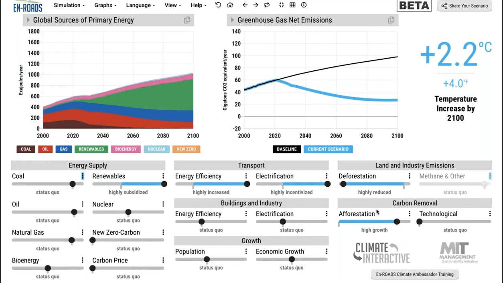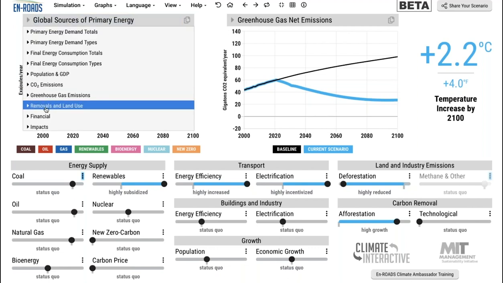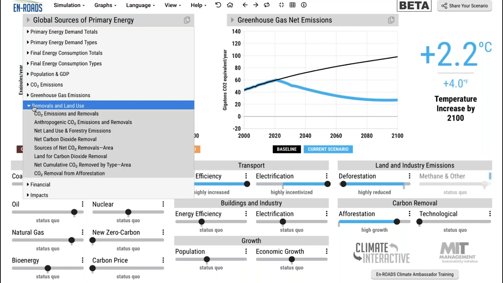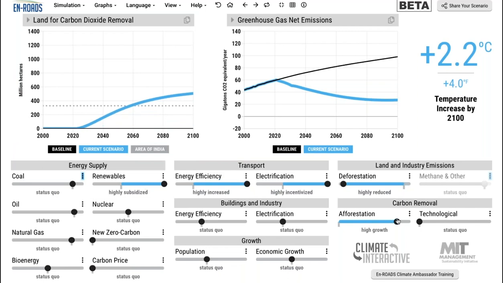Just to give you a sense of the scale, what we do at Climate Interactive is we're trying to synthesize all of these different studies that researchers are coming up with around the potential scale of action in all of these different domains. When it comes to afforestation, the thing that we find fascinating, and I think is an important consideration as we think about some of these types of solutions, is how much land it really requires to do some of this stuff. So here's our afforestation slider. I just moved it there to high growth, for example.